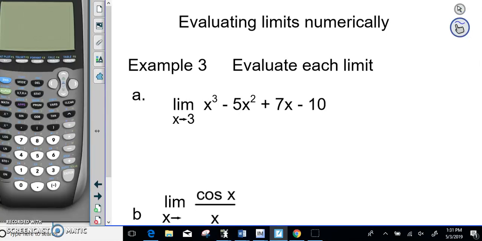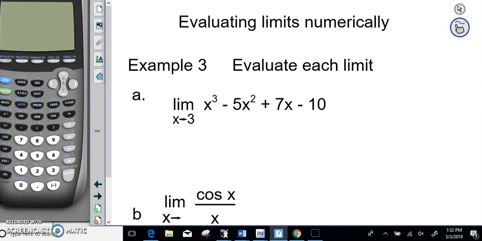Alright, the next portion is very, very easy compared to what we just did. Sorry about that. We're going to evaluate each limit, but this time we're going to just do it numerically. So this one you need a calculator for. It should be easy. You should be able to do it without a calculator also.